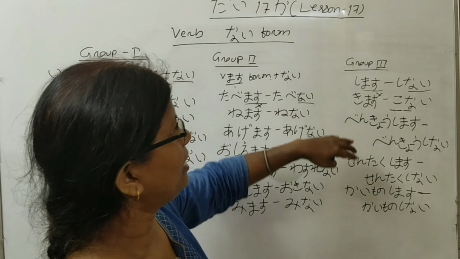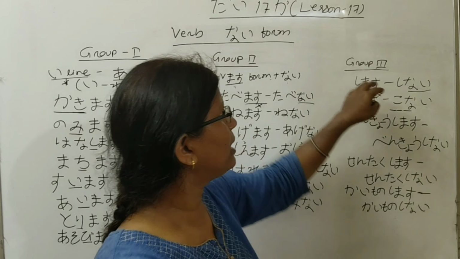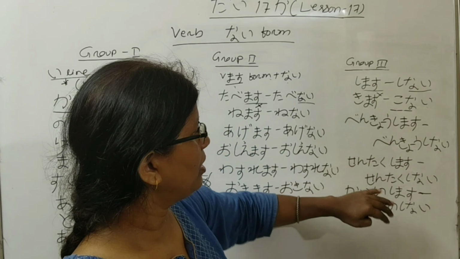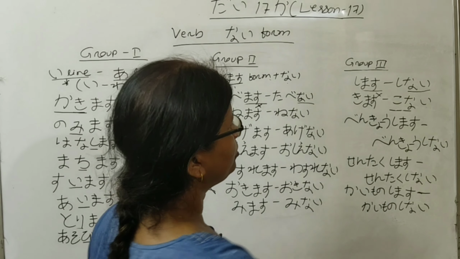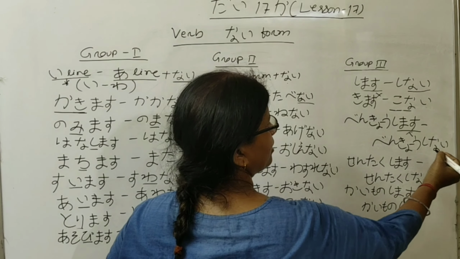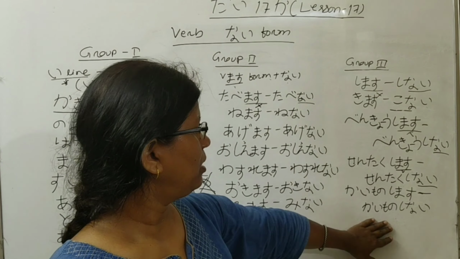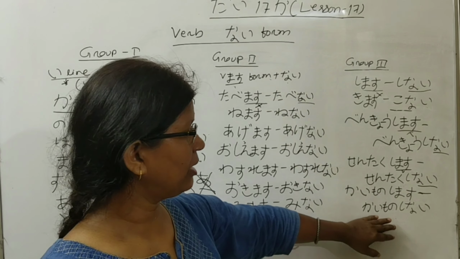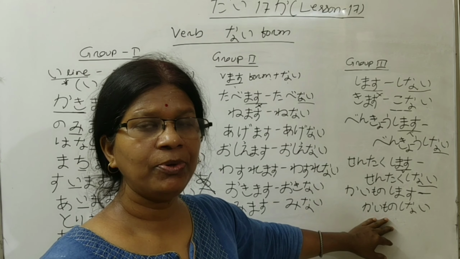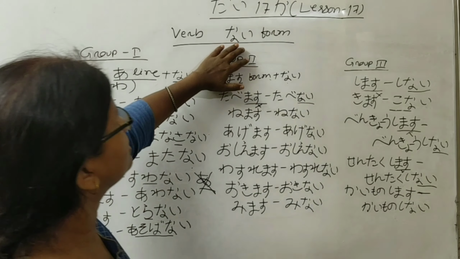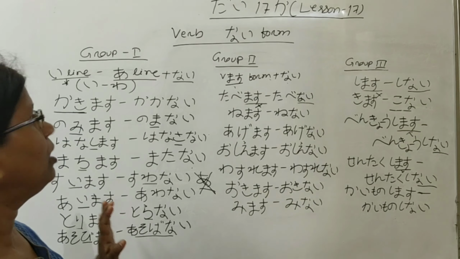Like this, benkyou shimasu, benkyou shinai. Sentaku shimasu, sentaku shinai. We just cut mas and add nai. Here also cut mas, add nai. Kaimono shimasu, kaimono shinai. Okay? Hope you understand how to change to the nai form of the verb.